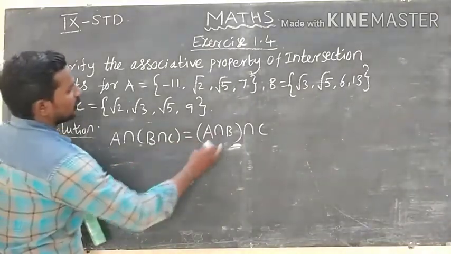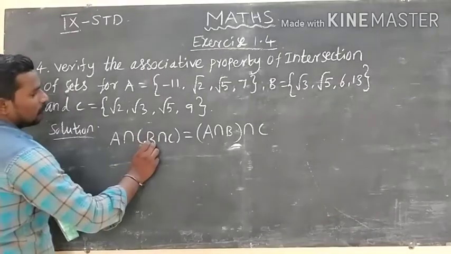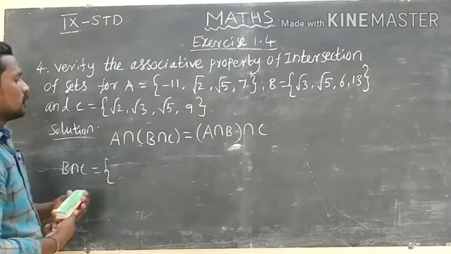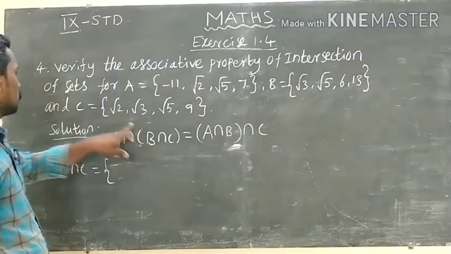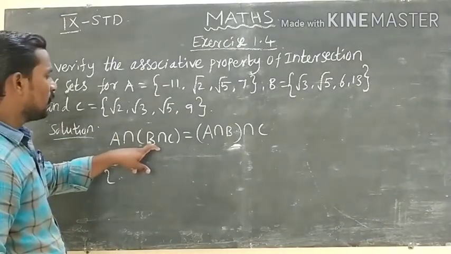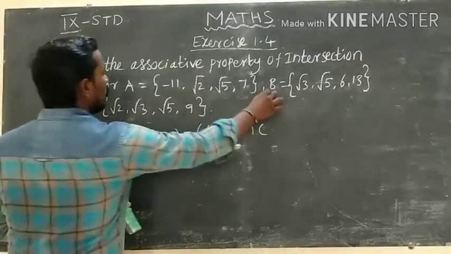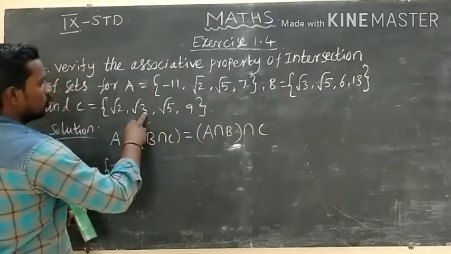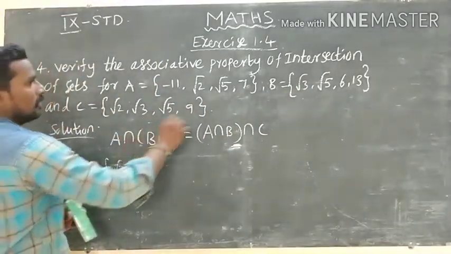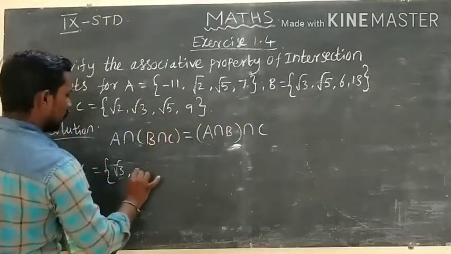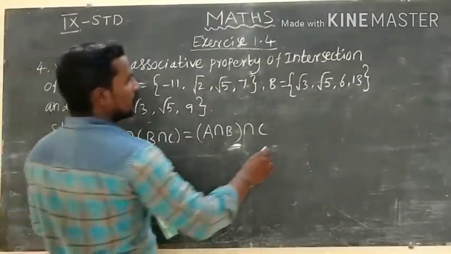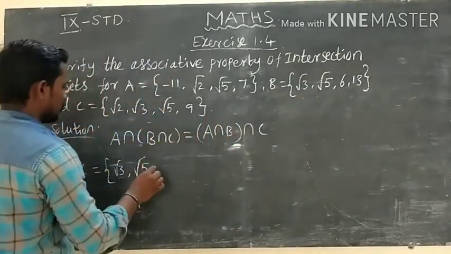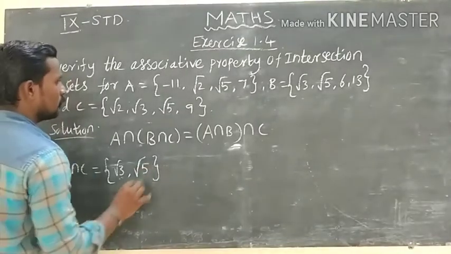So to verify this property, first find the B intersection C value. What is the value of B ∩ C? The common elements of B and C. Compare the B and C sets. What are the common elements? Root 3 is one of the common elements. Then root 5, here root 5 also. Then 6 does not exist, then 13 also does not exist. So two elements are common to both the sets.